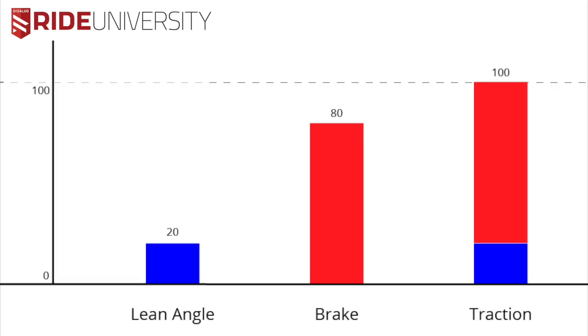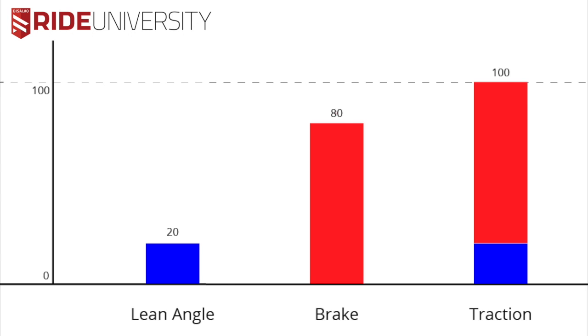The next big concept we need to talk about with trail braking revolves around the traction scale. Just like we had with our throttle and lean angle, we have the same scale that applies to our brakes and lean angle. So we've covered this before. It makes it pretty easy to remember, but it goes something like this.